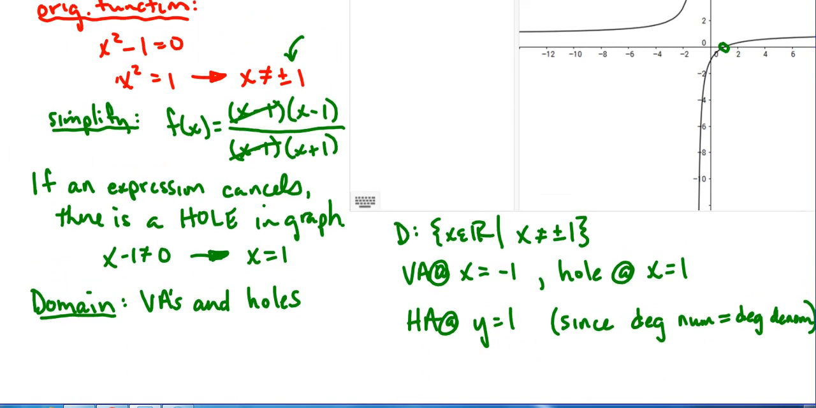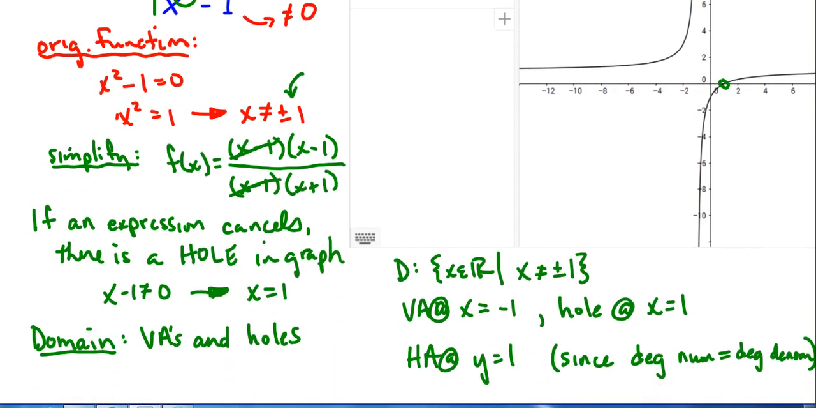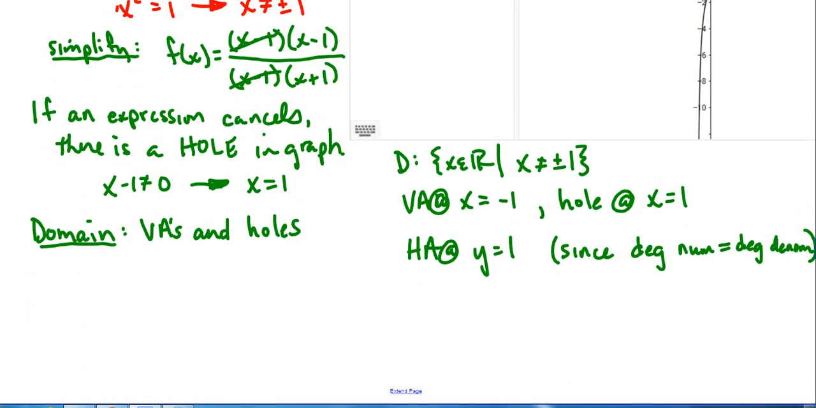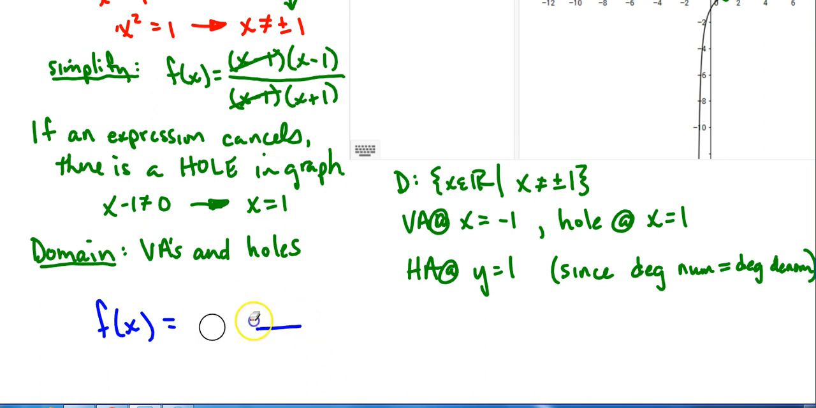Okay, so we've got all these things. We've got vertical asymptotes, horizontal asymptotes. There was a hole in this particular one. So now we need to find intercepts. And to find intercepts, I'm going to rewrite my function here. f of x equals x squared minus 2x minus 1. This is where I'm going to take my function and actually use the simplified version of it. We already simplified this right here. So I now know that f of x is equal to x minus 1 over x plus 1.